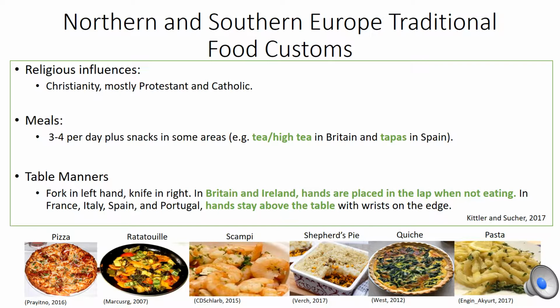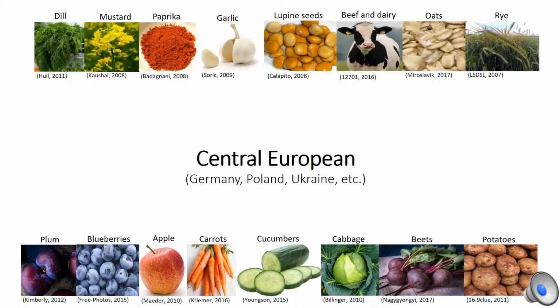Table manners include holding the fork in the left hand, the knife in the right. In Britain and Ireland, hands are placed in the lap when not eating. In France, Italy, Spain, and Portugal, hands stay above the table with wrists on the edge. The next region is Central Europe.